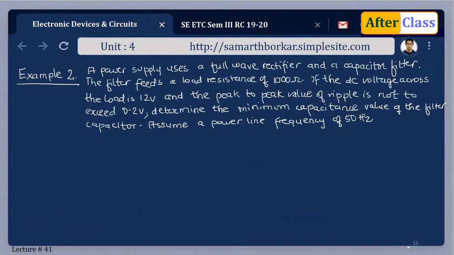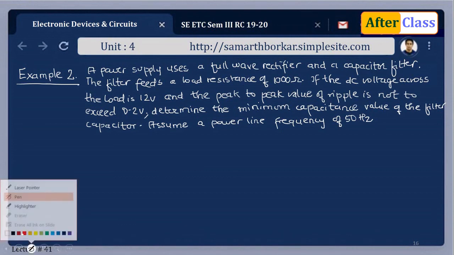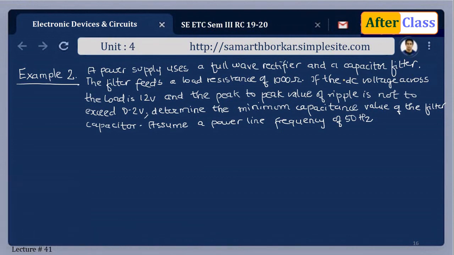Next problem: a power supply uses a full wave rectifier and a capacitor filter. So straight away it is mentioned that we are using a capacitor filter and a full wave rectifier. So you have to recollect the equation: ripple factor is 1 divided by 4 root 3 FCRL. 4 root 3 is for full wave rectifier, and for half wave rectifier it is 2 root 3 FCRL.